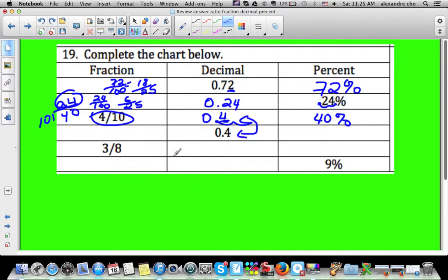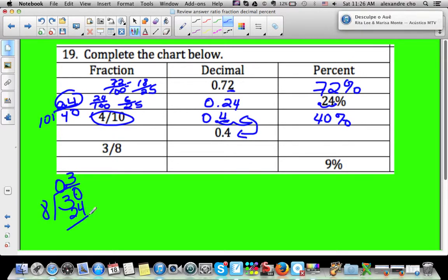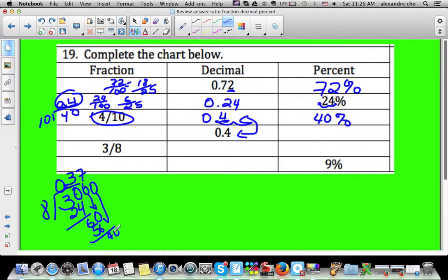3 over 8. How do we write 3 over 8 as a decimal? Well, you're going to have to divide. 3 divided by 8. 8 goes into 3, no, that's not going to work. 0, decimal, 0. 8 goes into 30 3 times. That's 24. That's 6. Bring a 0 down. 8 goes into 60. How many times? 7, which is 56. And 4 left over. I'm going to bring another 0 down. And 8 goes into 40 5 times exactly. So that came out to be pretty. So 3 over 8 as a decimal is 0.375. That worked out nicely.